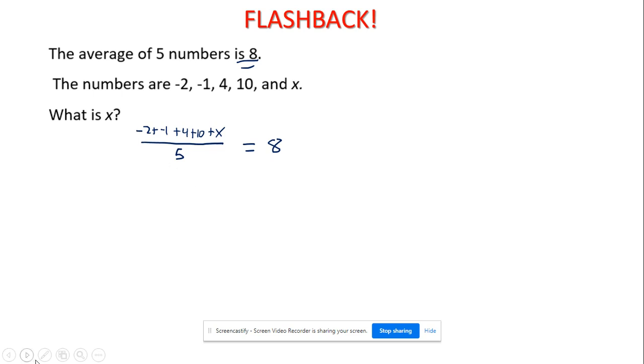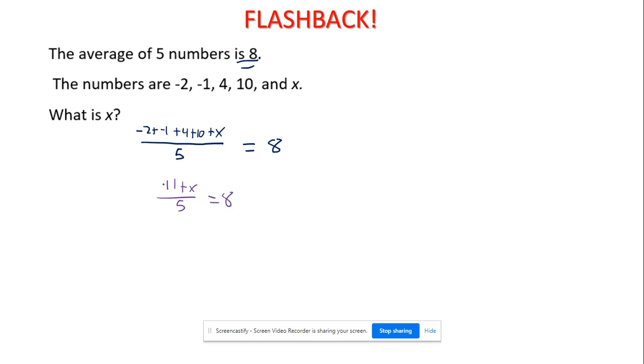So this is the problem that I set up. And anytime you have a missing number problem, it's always set up the same way: add up the ones that you know, plus the missing number x, divided by however many there would be. Now, after I set this up, I do this little bit of adding. I do -2 plus -1 plus 4 plus 10, and when I do that, I get (11 plus x) divided by 5 equals 8.